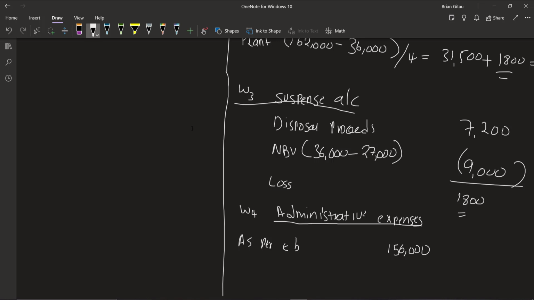We are told that the directors estimate that there was a 40% possibility of the claim being successful, and they made a provision of 24 million. So the provision is what we are going to include in the administrative expenses. So we have the legal claim, the provision of 24 million.